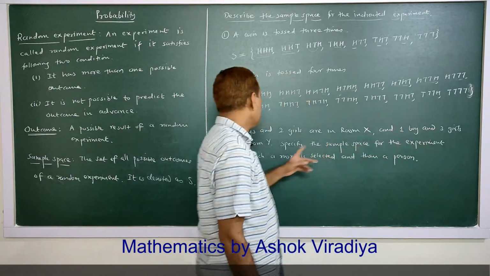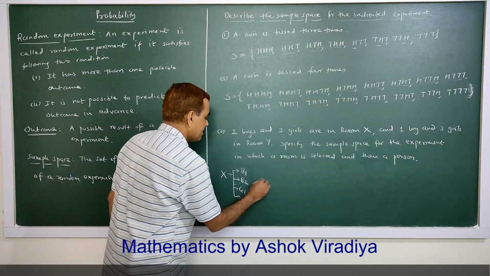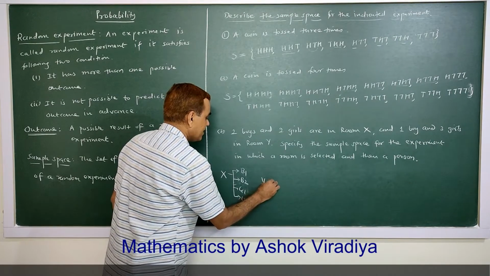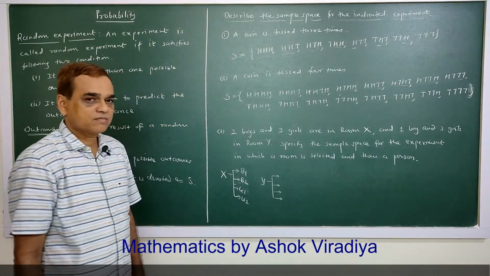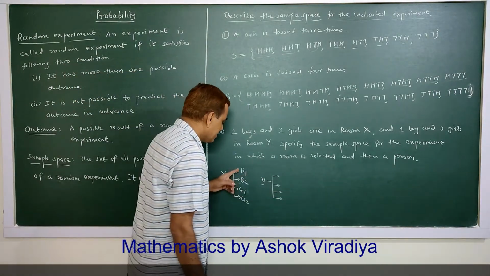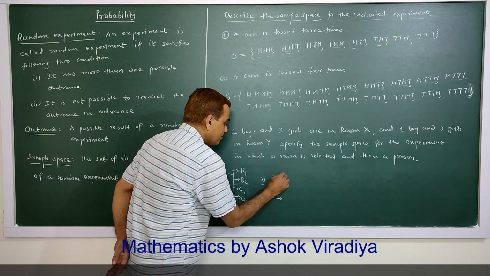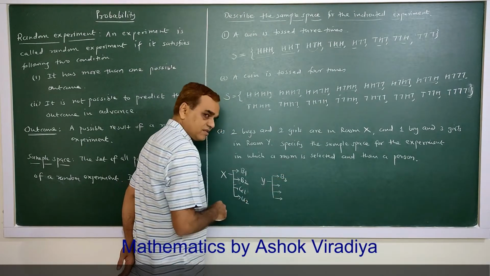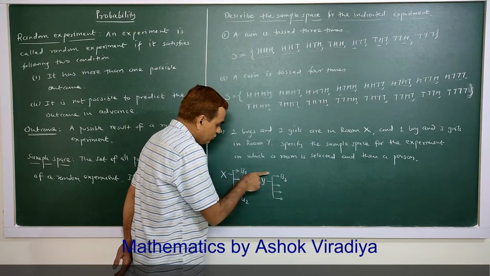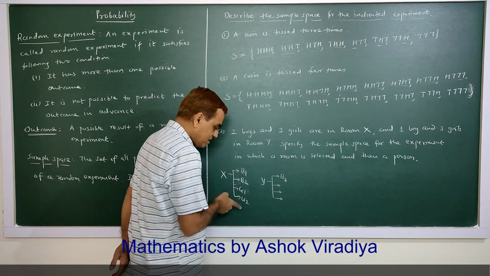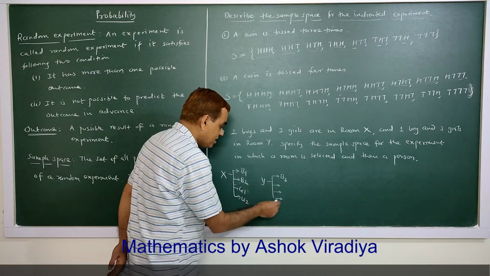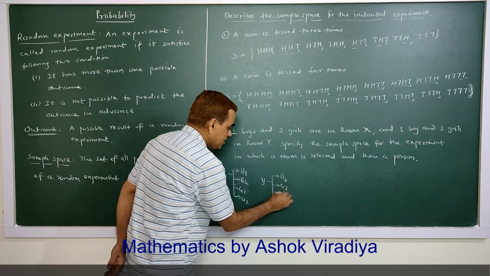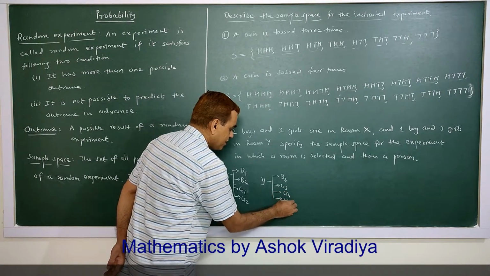1 boy and 3 girls in room Y. In room Y, 1 boy and 3 girls. Here 1 boy, so that boy we denote by B3. Three girls: here we already labeled G1, G2, so here the three girls are G3, G4, G5.